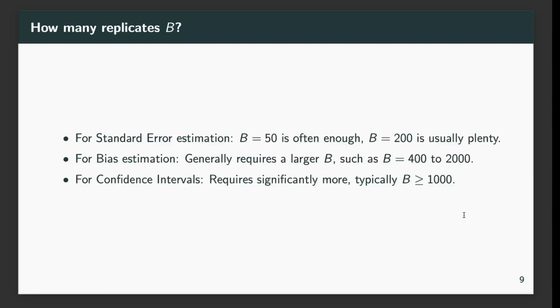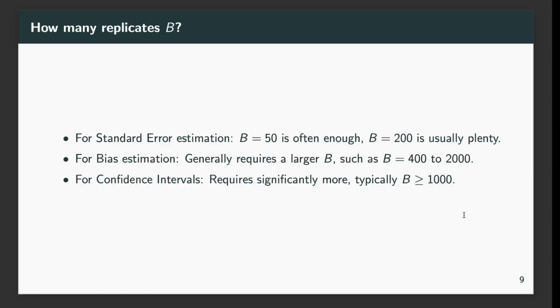Number two is bias estimation. Bias estimation needs a higher number, generally between 400 and 2000. The bias is the mean of the bootstrap distribution minus the original estimate, which means it will stabilize more slowly than the standard deviation, especially when the distribution is skewed. So in this case, we need more replicates to get a stable estimate. And then we have confidence intervals.